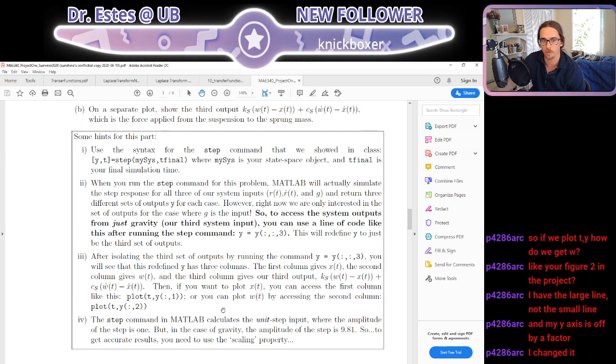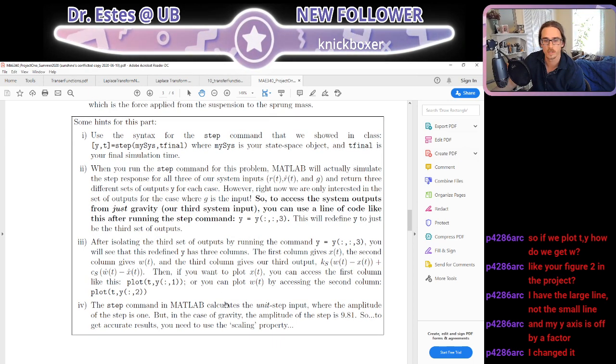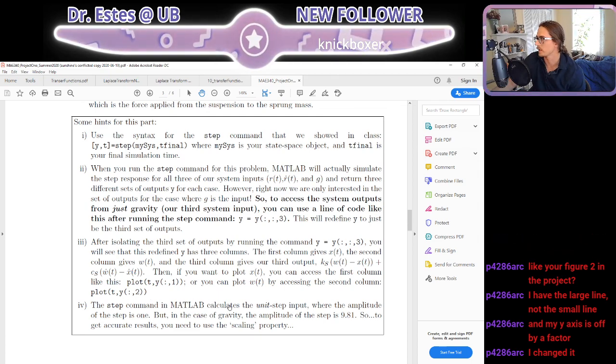And that's hint 4. The step command in MATLAB calculates the unit step input, where the amplitude of the step is 1. But in the case of gravity, the amplitude of the step is 9.81. So to get accurate results, you need to use the scaling property.